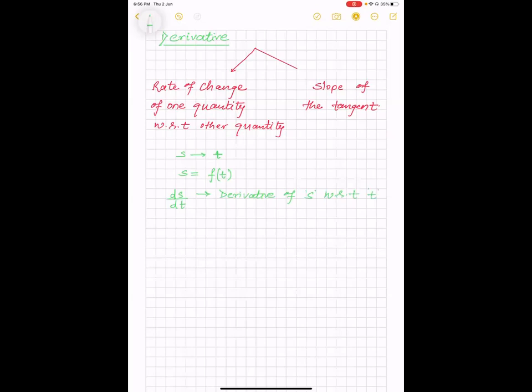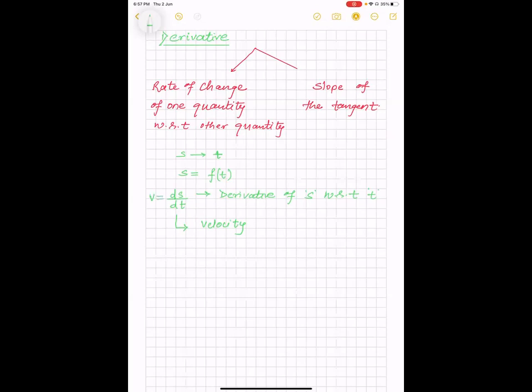And we all know that if you differentiate displacement with respect to time, the thing which you get is known as velocity, more accurately, instantaneous velocity, or I can say simply velocity. So if you find the rate of change of displacement with respect to time, you get velocity.